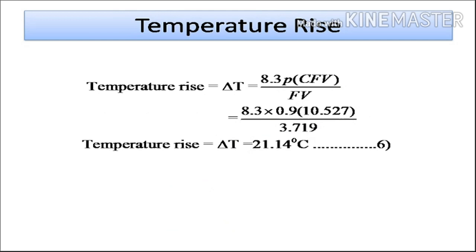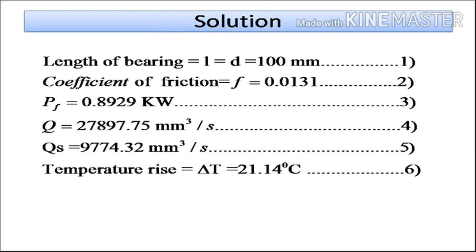And finally I have to get the temperature rise, which is given by 8.3 into P into the coefficient of friction variable divided by the flow variable. I got the value of the coefficient of friction variable as 10.527 and the flow variable as 3.719, and the pressure is 0.9. So I will get the temperature rise equal to 21.14 degrees Celsius. If we make a total list of all the different solutions obtained here, starting with the dimensions of the bearing, the coefficient of friction, power loss in friction, Q, Qs and temperature rise, this way you can summarize the complete solution.